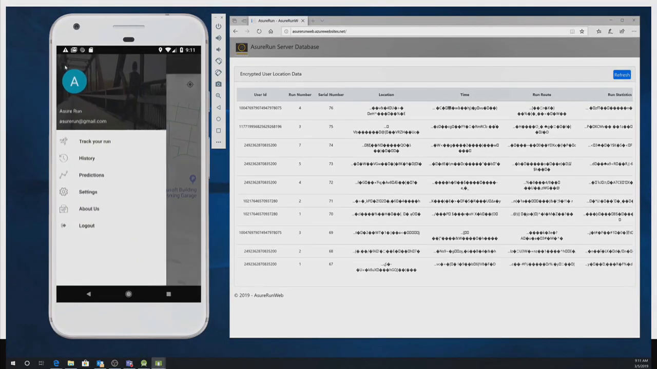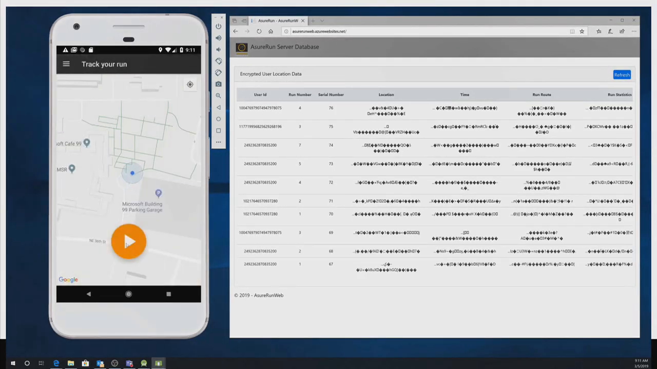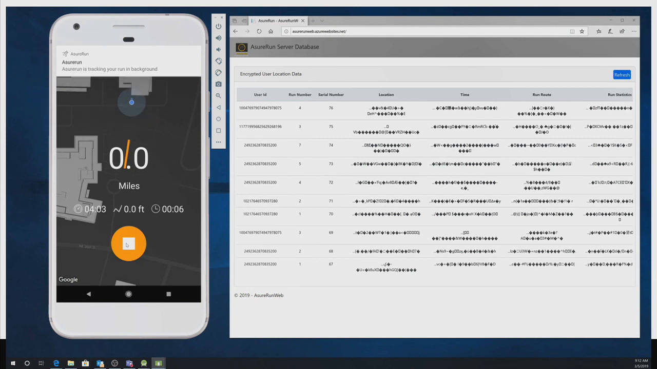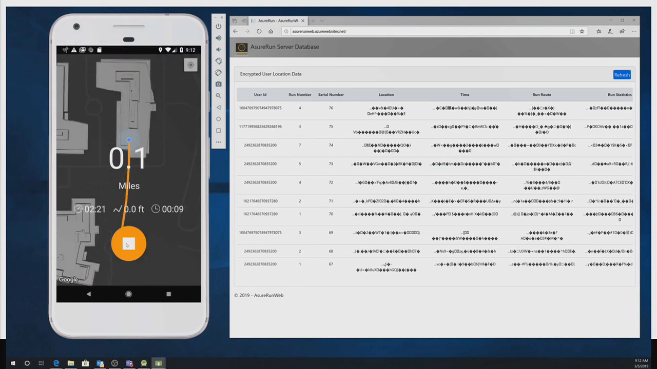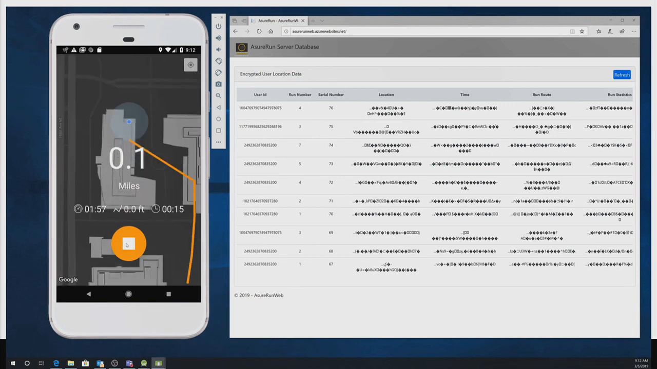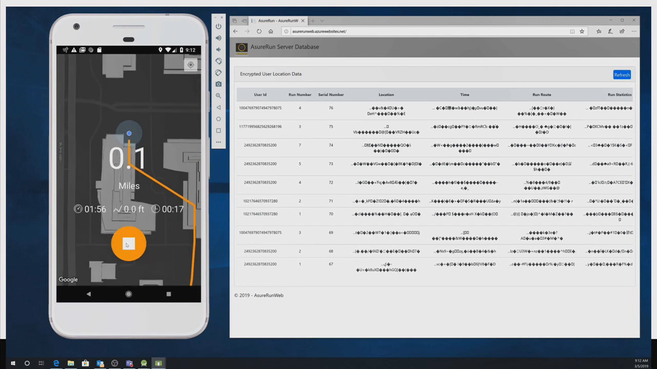Another thing that we developed was a running app. There are all these kinds of running apps, and actually a company got into some bad publicity because they published their fitness app location data, and it revealed US military base locations.